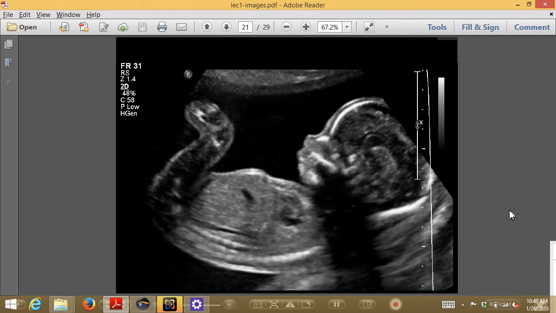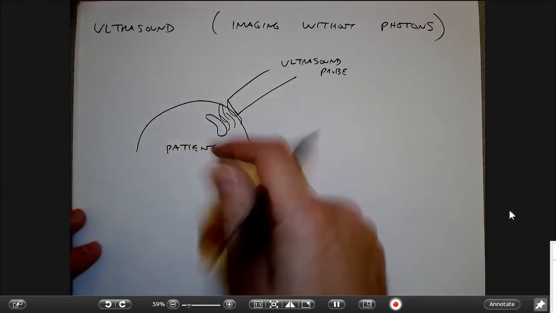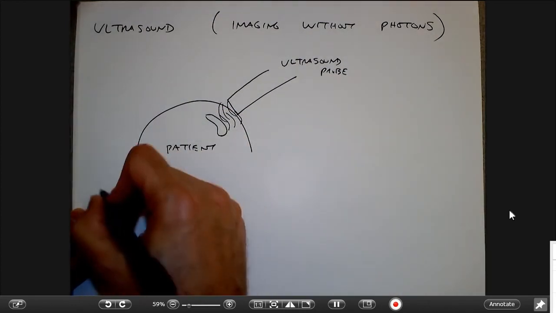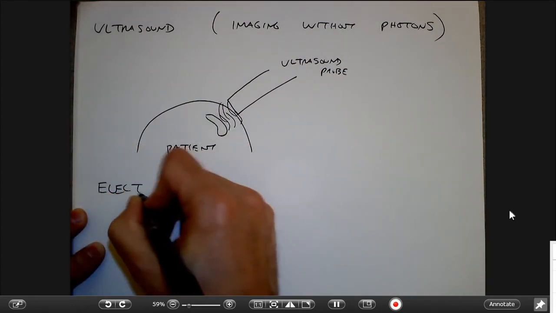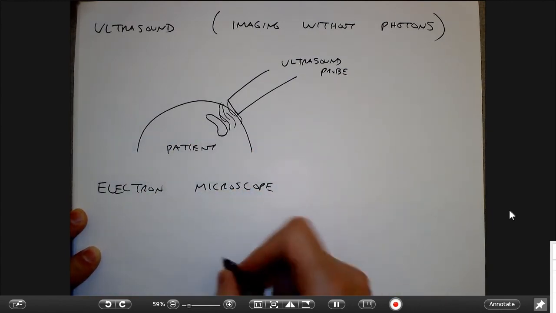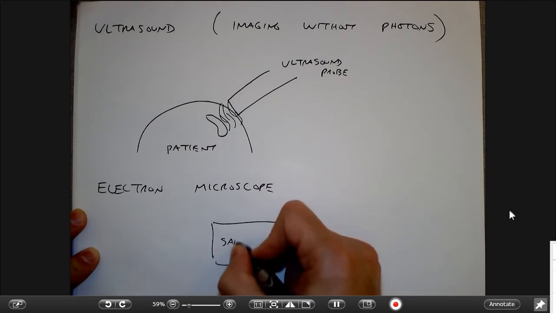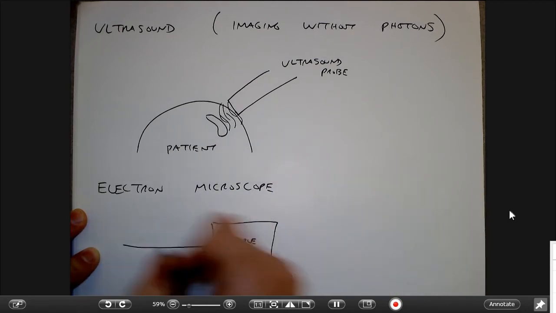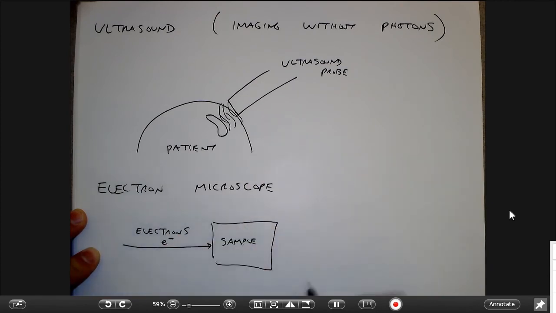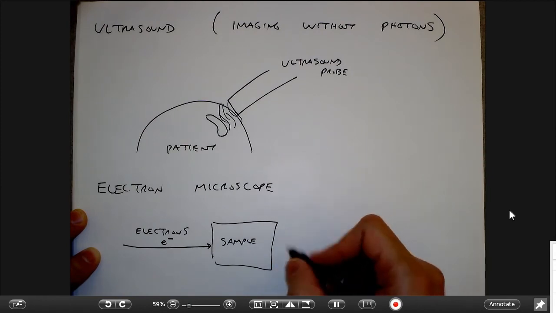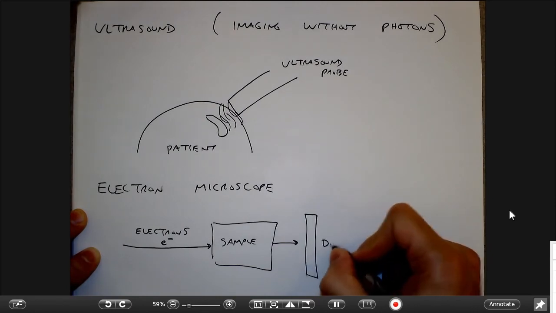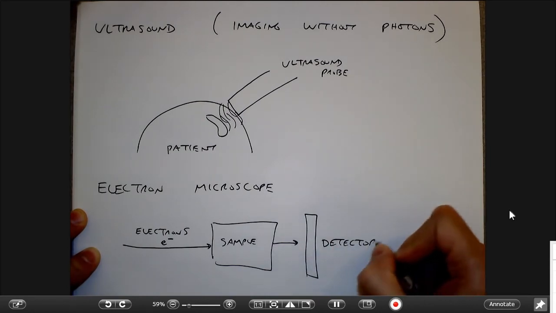And finally, I would say, another non-photon related modality is something like electron microscopy. So if you've ever heard of a scanning electron microscope, how that works is basically you have a sample and you're throwing electron beams at it. And the sample is basically soaking up or diffracting the electrons, and then you have a detector on the other side. So this is actually similar to X-rays, but with electrons instead of X-rays.